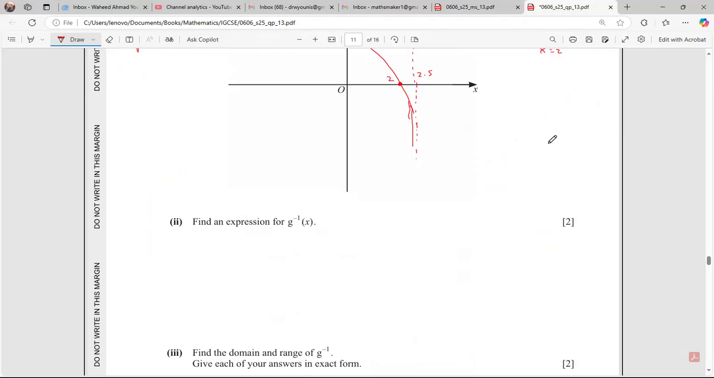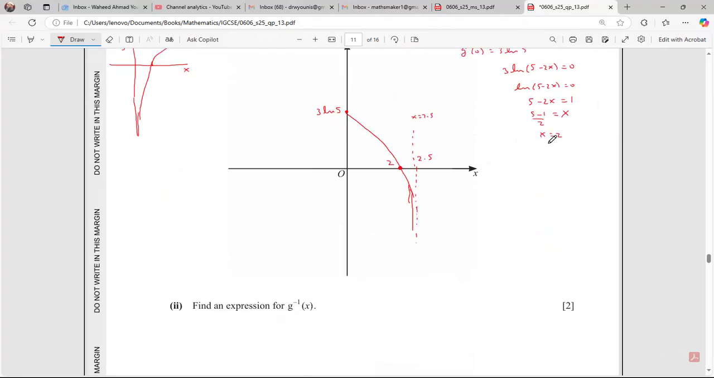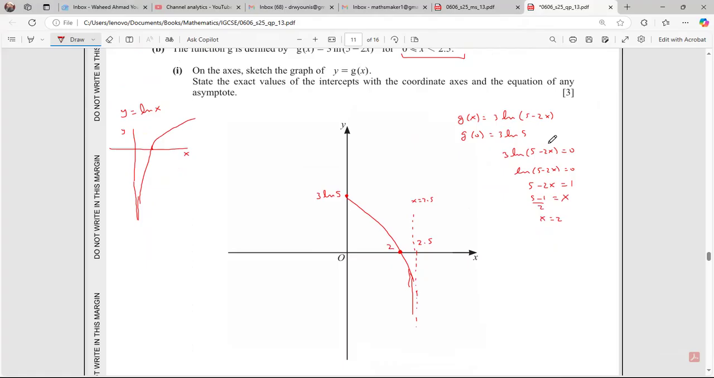Okay, and find an expression for g inverse. You see, this function is 1 to 1, so we can find its inverse easily. Let me see, what was the function? Yes, it was g of x, given as 3 log (5 minus 2x). So I will say y is equal to 3 log (5 minus 2x). In order to find the inverse function, I will replace x and y. So this is x equals 3 log (5 minus 2y), and now I will solve it for y.